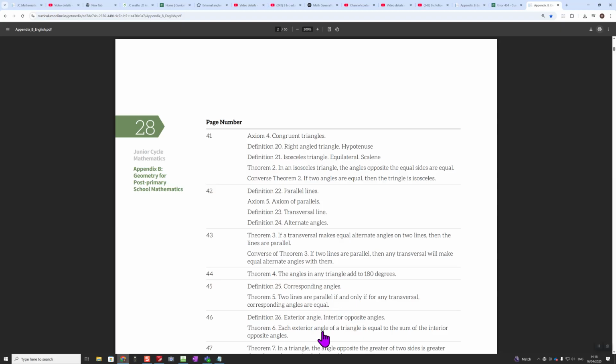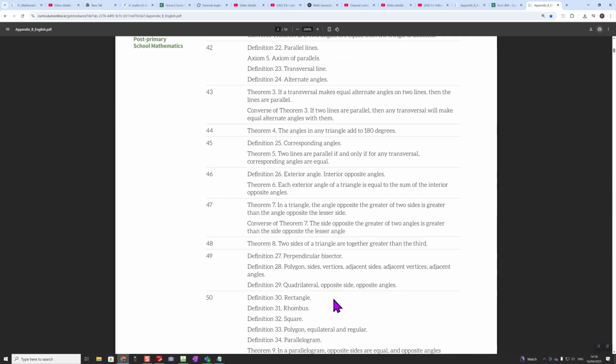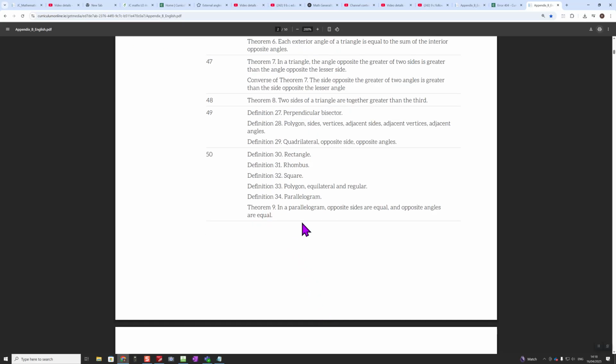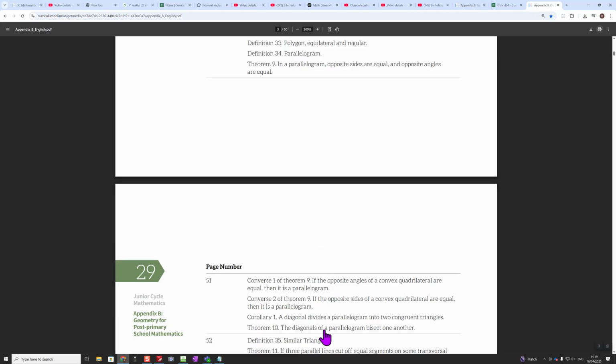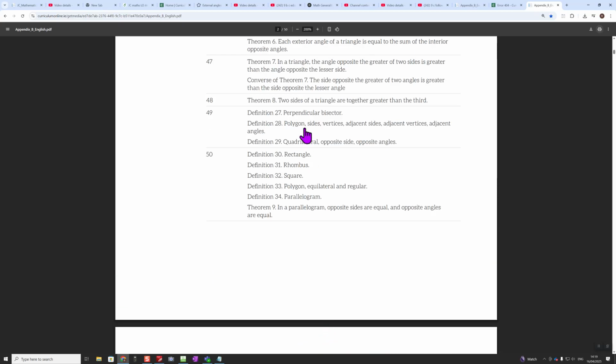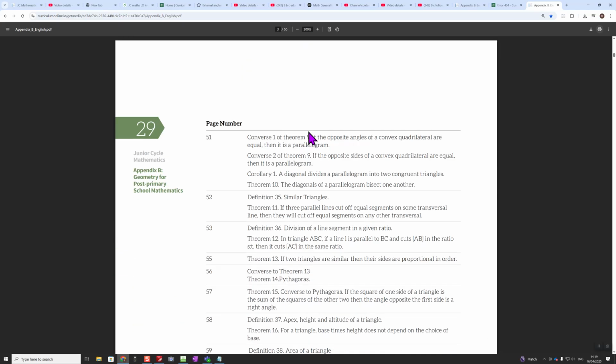Two lines are parallel if and only if. Theorem 6, each exterior. Theorem 7, in a triangle. Theorem 8, two sides. Theorem 9, in a parallelogram. Theorem 10, the diagonals of. 11, wasn't it? Where's Theorem 11? Your three parallel lines cut off. Okay, let's write it down.